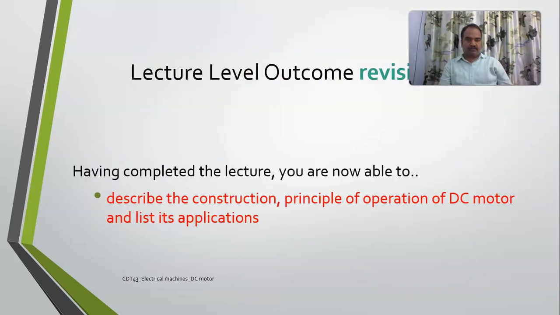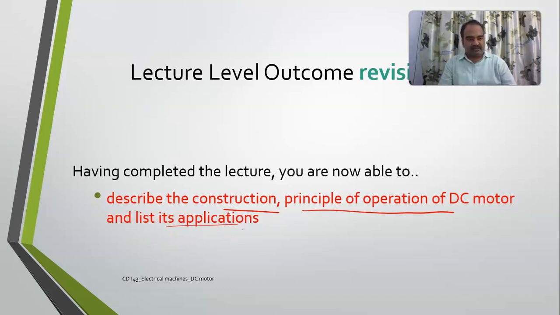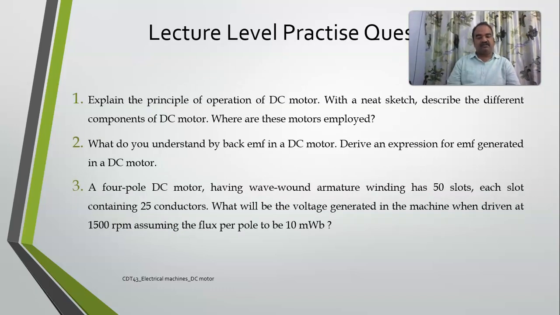Okay. So I hope that now you are able to describe the construction, principle of operation of DC motor, and the components. I'll ask you the figure, and you should name that figure, label it, and explain the parts which I asked. And I hope that you are able to list the applications of DC series motor and shunt motor. Shunt motor is used for constant speed applications. Series motor is used for high torque applications. And I hope that now you are able to compute the EMF which is developed in the DC machine. So these are your lecture level questions.